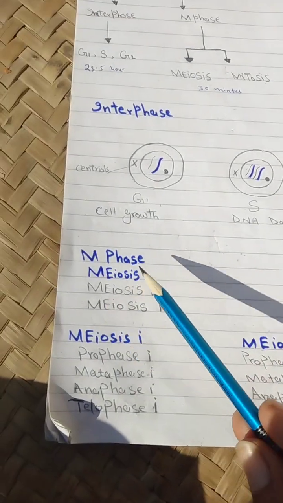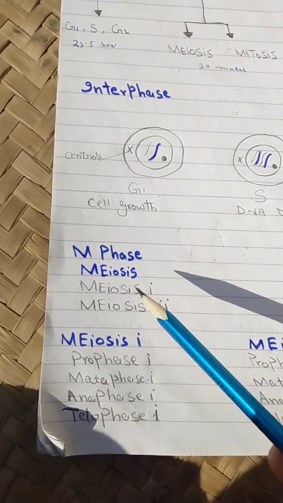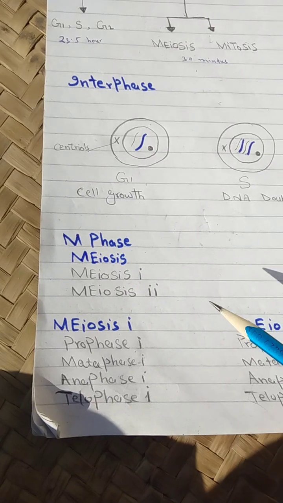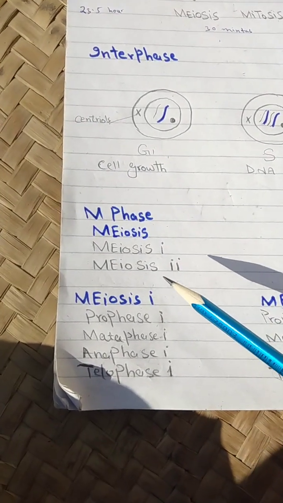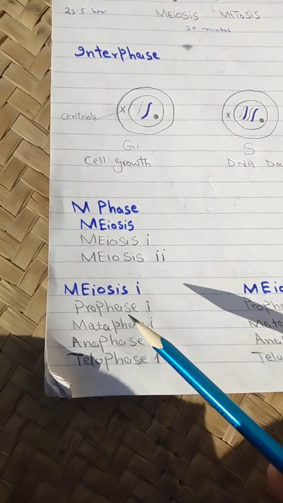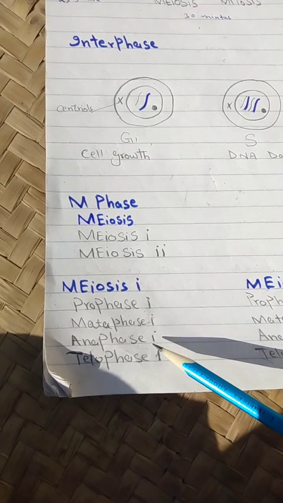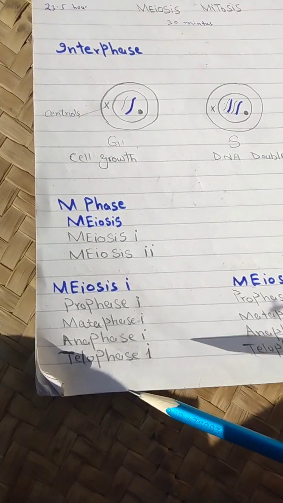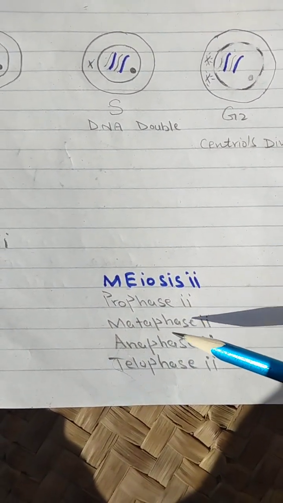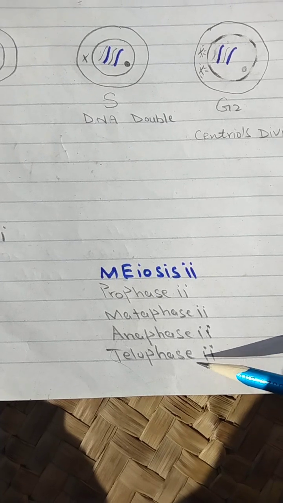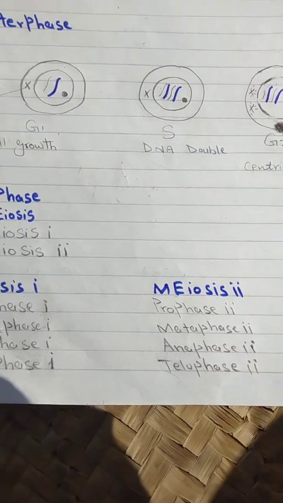The cell then goes into the M phase. In the M phase, meiosis 1 and meiosis 2 take place for complete cell division. Meiosis 1 consists of prophase 1, metaphase 1, anaphase 1, and telophase 1. In these phases, the cell divides itself one by one. Meiosis 2, with prophase 2, metaphase 2, anaphase 2, and telophase 2, is like mitosis. We will discuss it in detail.